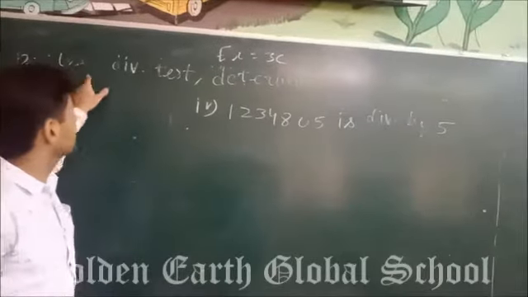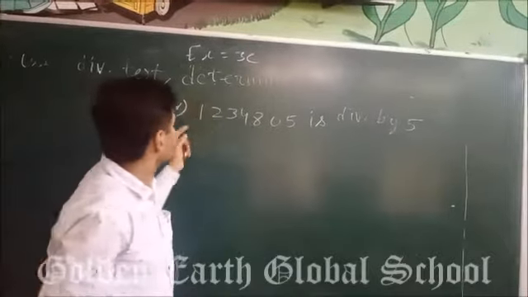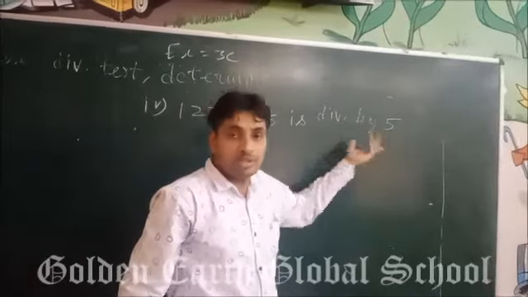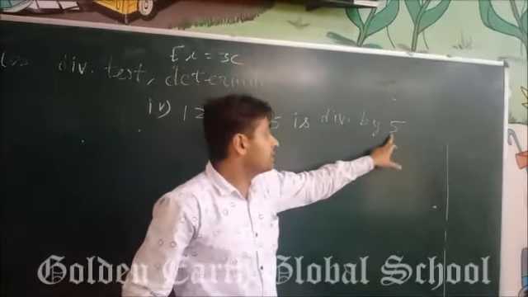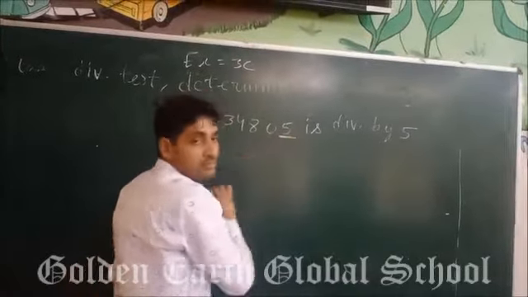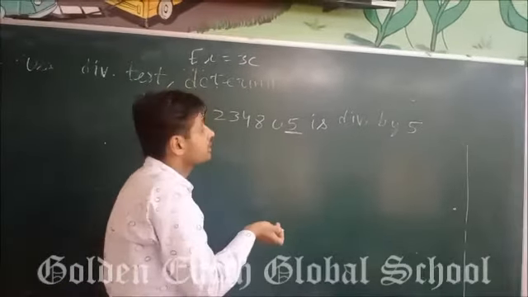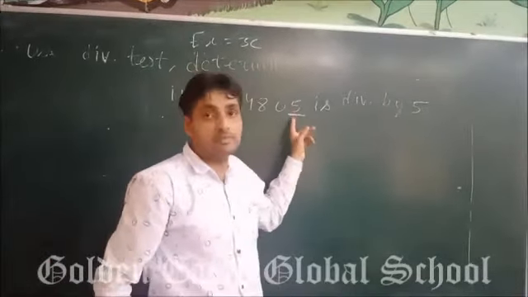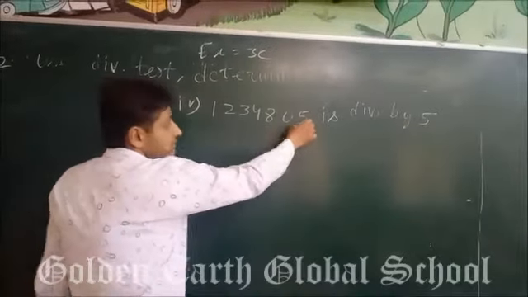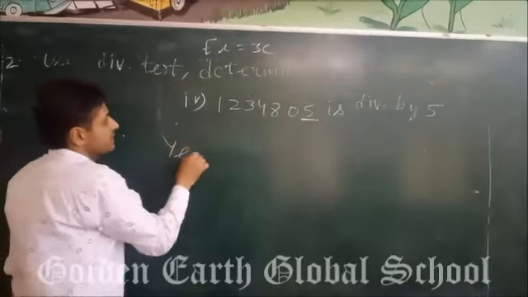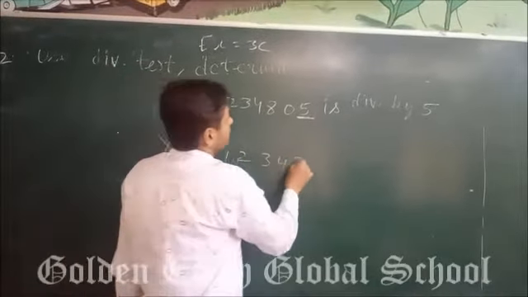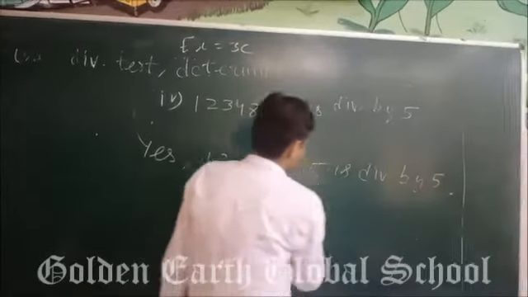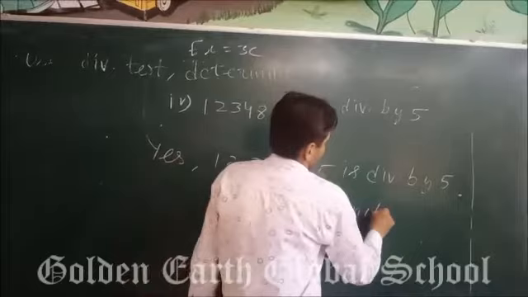Look at the second question. Use divisibility test to determine whether 1234805 is divisible by 5. Same rule. Here the unit digit is 5, so it is divisible by 5. What is the divisibility rule of 5? If the unit digit is 5 or 0. So you write: yes, 1234805 is divisible by 5 because its unit digit is 5.